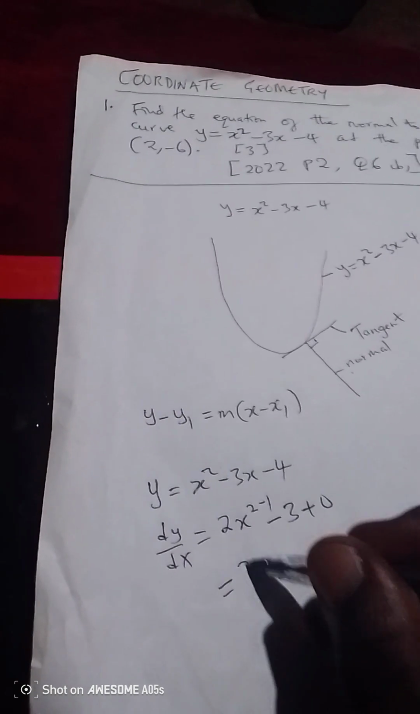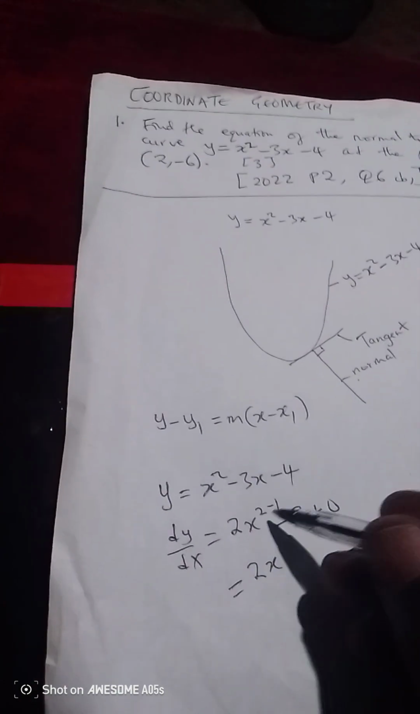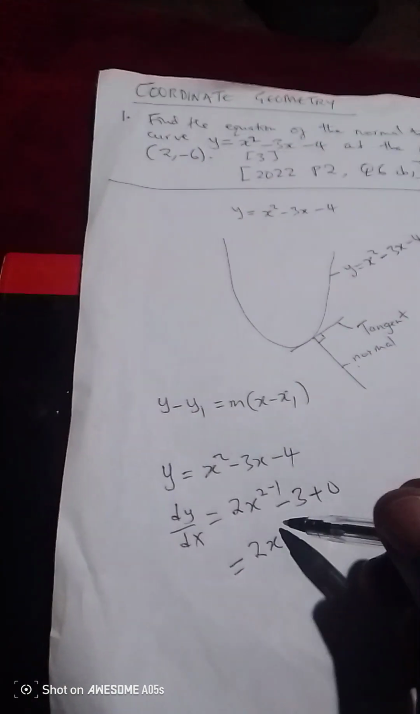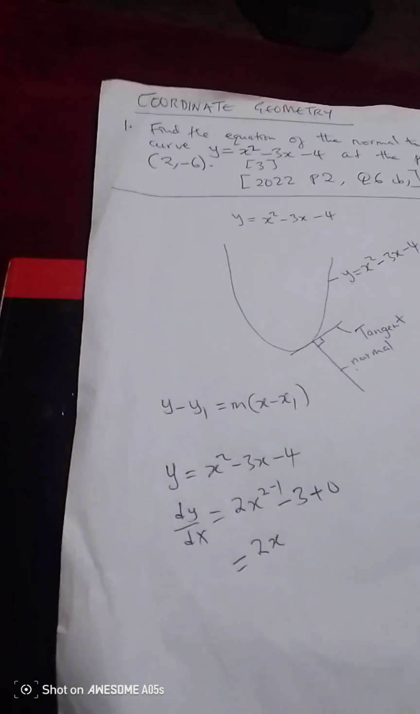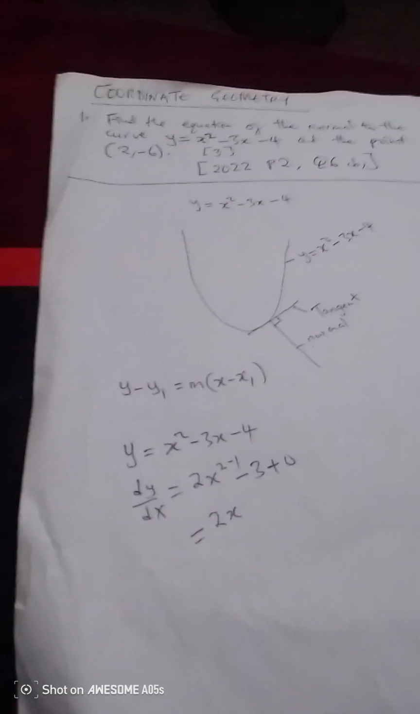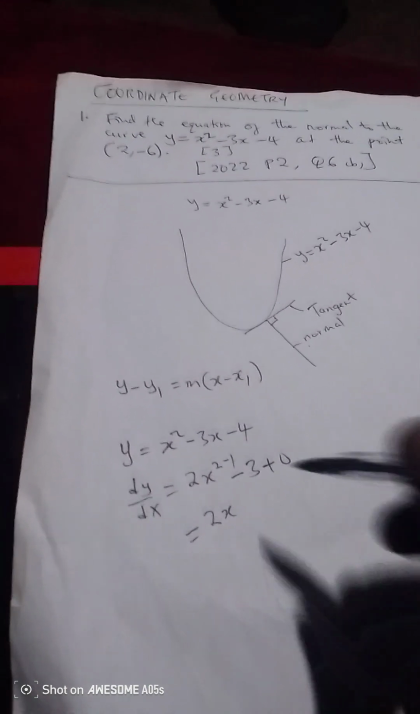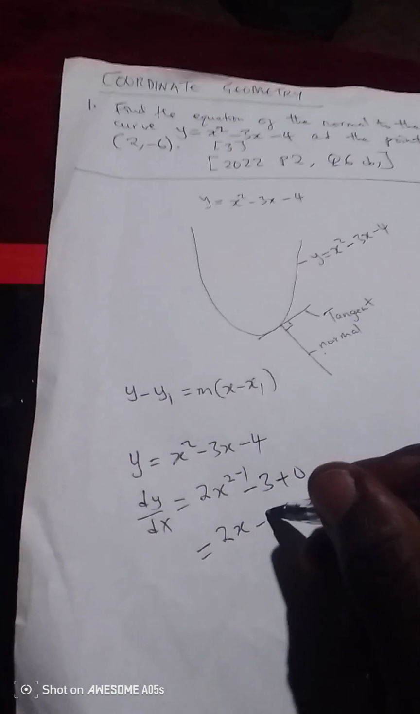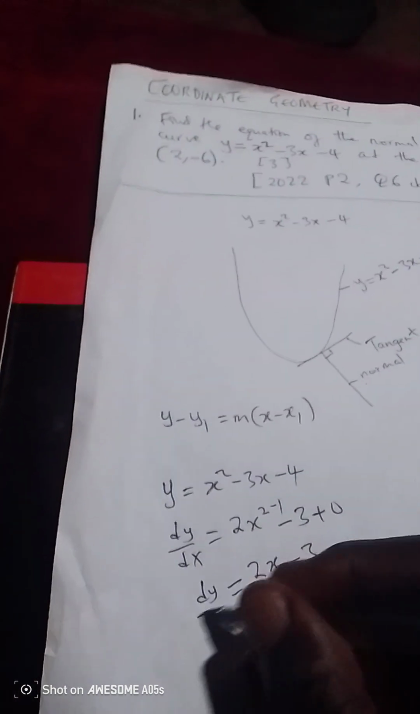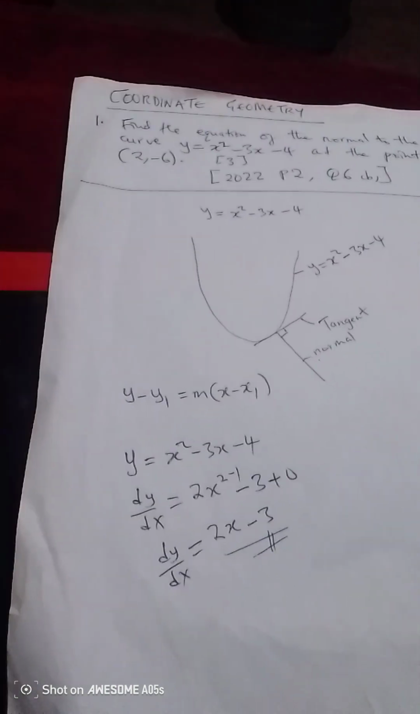So here we are going to have 2x. Then 2 minus 1, we remain with 1. So we'll not write the power 1, we'll just leave it like that. Because whenever a letter or a number is just written on its own, it is always indicating that it is to the power 1. Then here we have got negative 3. So this is the dy/dx, or the gradient of the curve.